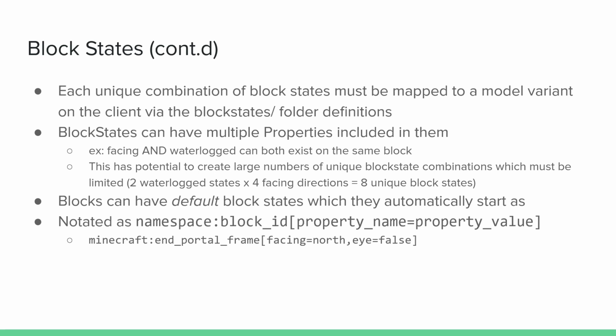Block states can have multiple properties. Each property is a different collection of states. So facing and waterlogged are both properties. You can have both on the same block, and because there are combinations happening here, you have potential to create a lot of different states just by adding different properties to it. So if you have waterlogged yes or no, and then you also have 4 facing directions, that's already 8 block states.